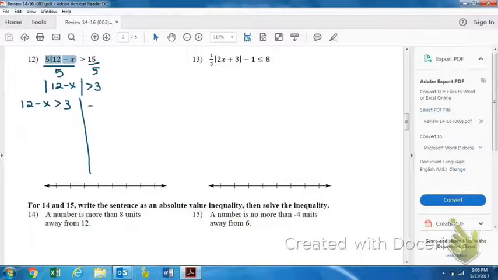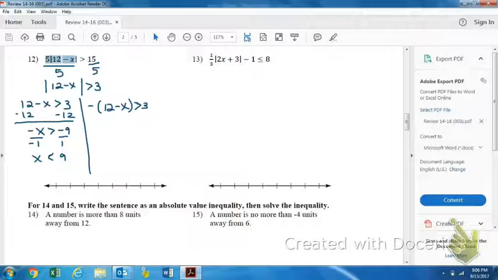And then we're going to do the negative. Negative 12 minus x is greater than 3. Okay, so we've got to solve for x. I'm going to subtract 12 from both sides, and I have negative x is greater than negative 9. Divide both sides by negative 1. And when you divide by a negative, the sign flips, and that's x is less than positive 9.